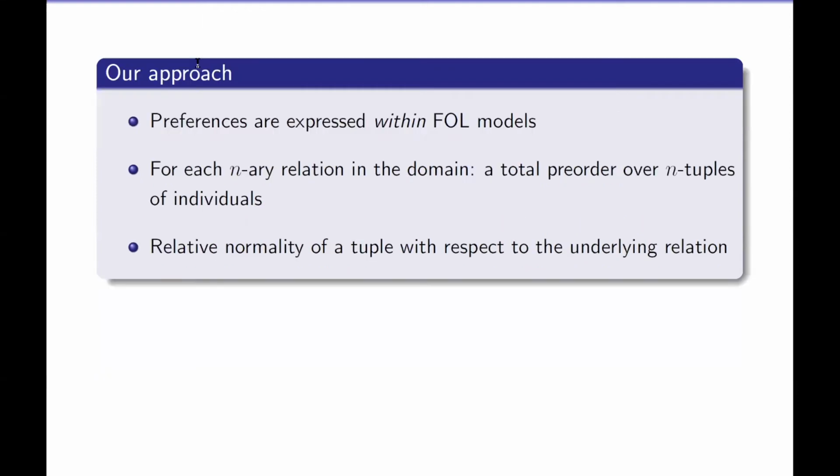So what's the difference in our approach? First of all, since we employ a first order setting, preferences are expressed within the models rather than between them. This means that for each n-ary relation, we associate an ordering, and more specifically, a total preorder over n-tuples of individuals. This then will give the relative normality of such a tuple of individuals with respect to the associated relation.